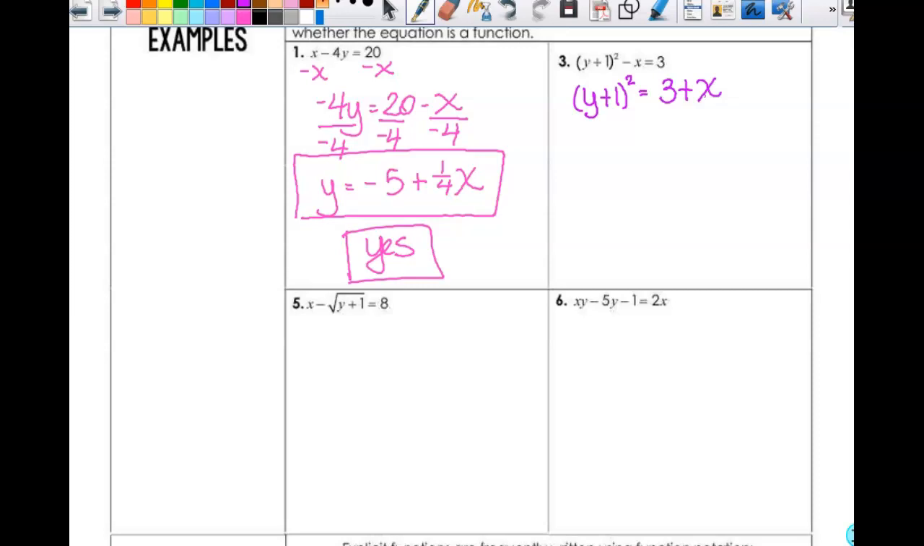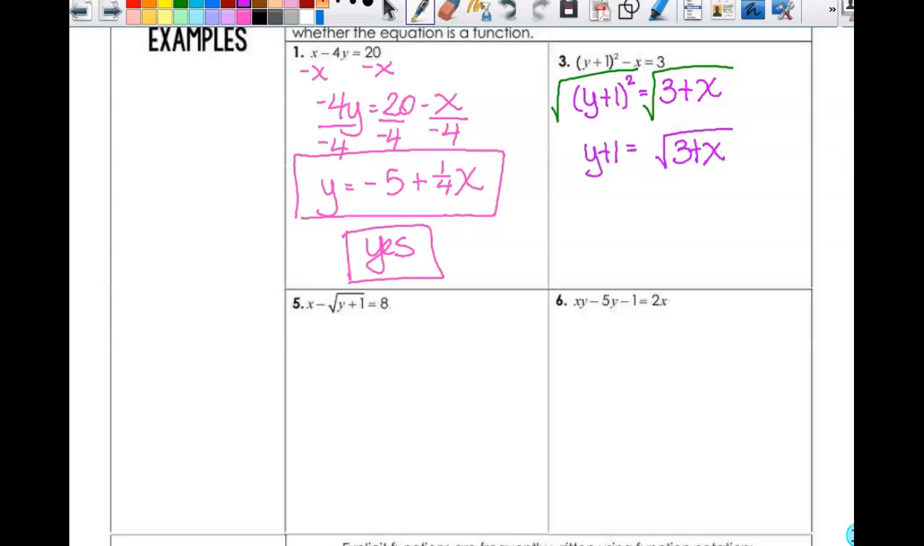Listen very carefully. Unlike this, where I divided every single term, when you square root, you take the square root of the whole side, like an umbrella over the whole thing. I'm going to take the square root of both sides. So over here, because all I had was this squared, that square root takes care of that square. That just leaves me with y plus 1. And that equals, I don't put the square root over 3 and the square root over x. It doesn't work that way because there's addition there. That whole thing stays underneath there.